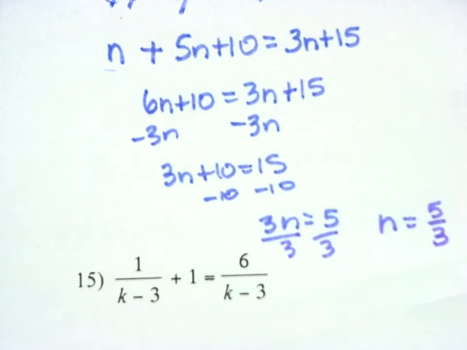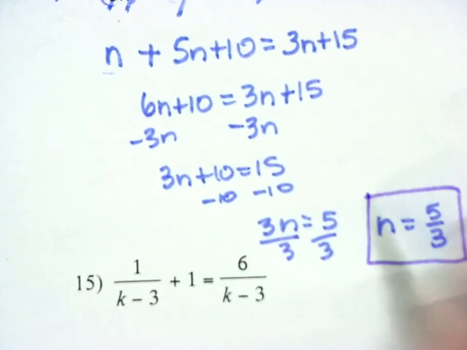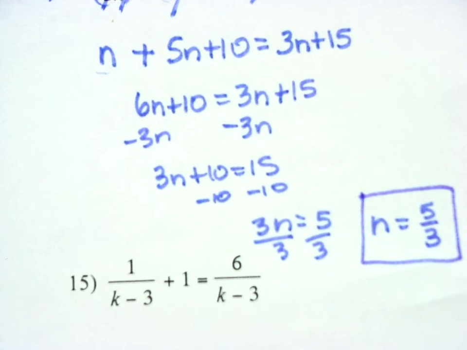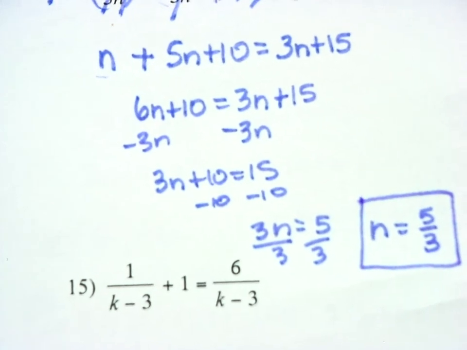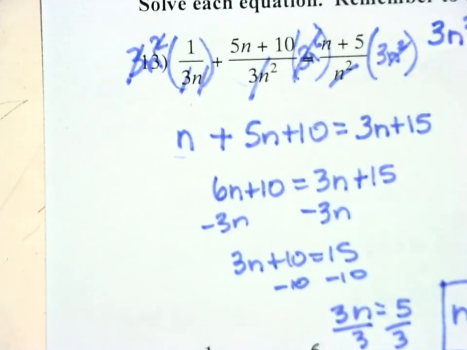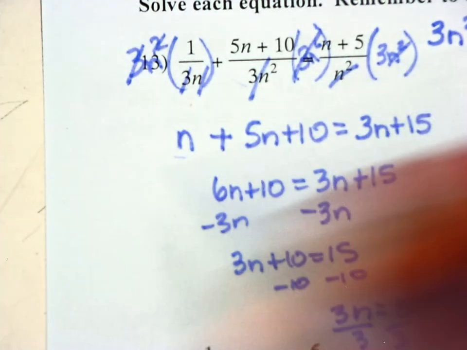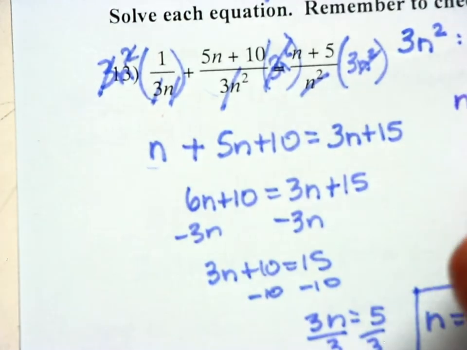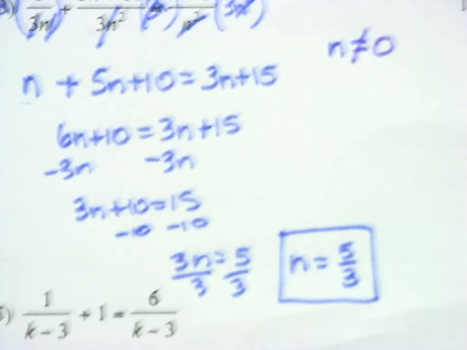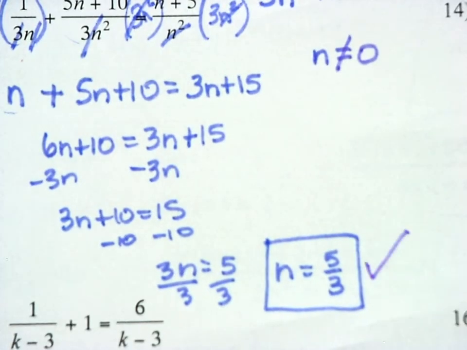All right, so this is my n value. I have solved for the variable. And then I need to go back and see, was this any of my excluded values? So let's see, all these denominators, the only n value that would make them 0 is if n is 0. And that was not my answer, so this is good, and it's not an extraneous solution.